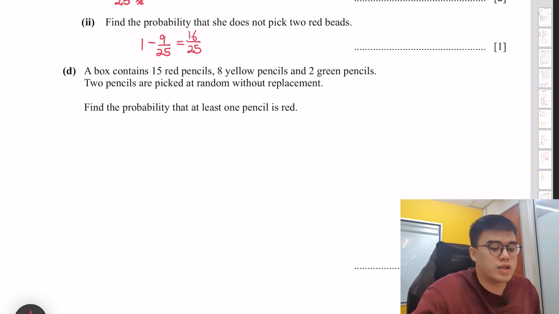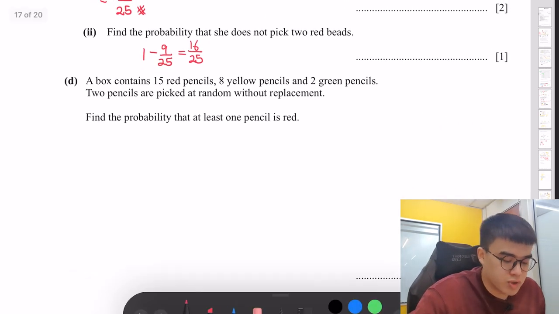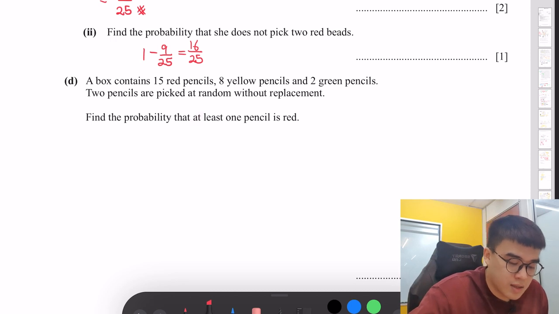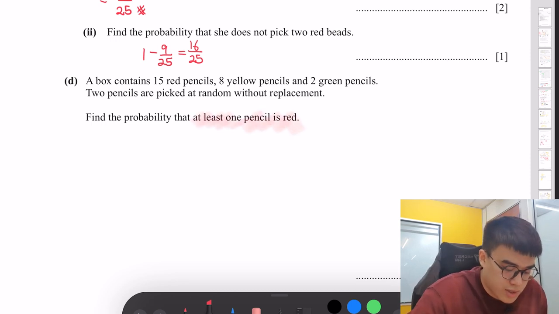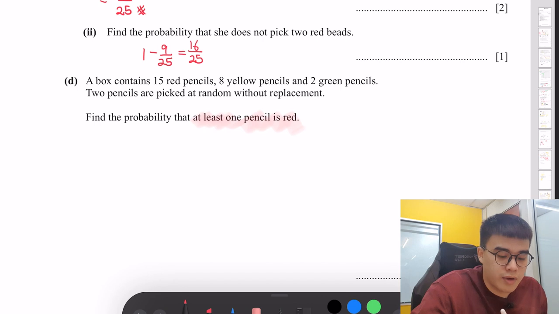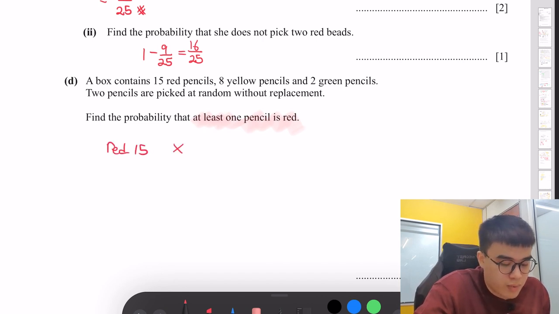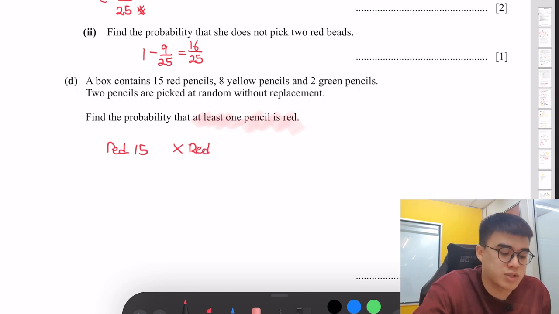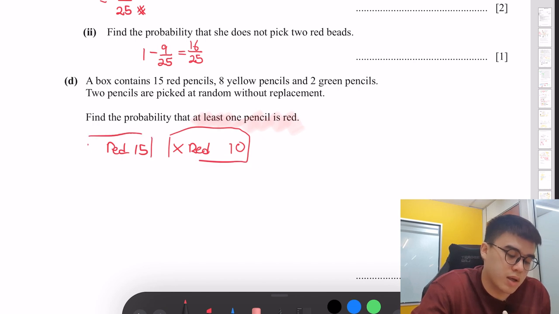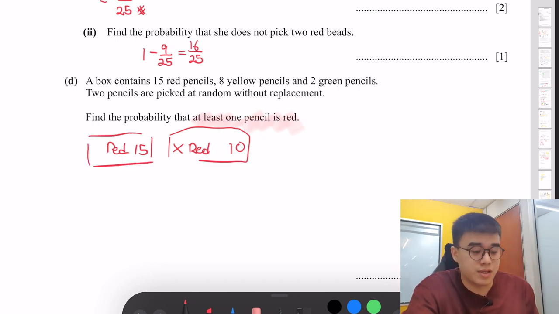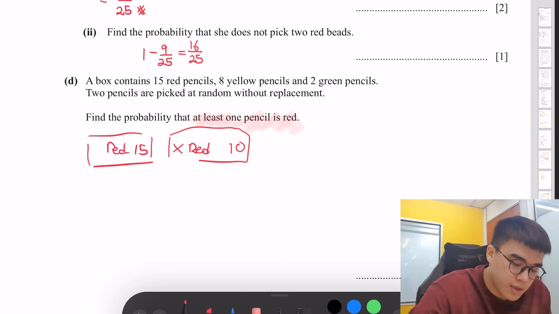So the next one is quite tricky because they use the words at least. So these are the following scenarios. Red is 15, not red will be 8 plus 2, which is 10. So this is one category, this is one category. So I'll list down the possibilities first. It can be red with not red.